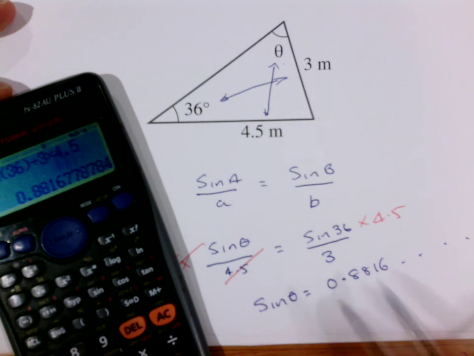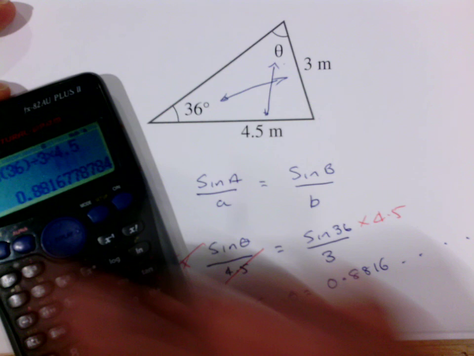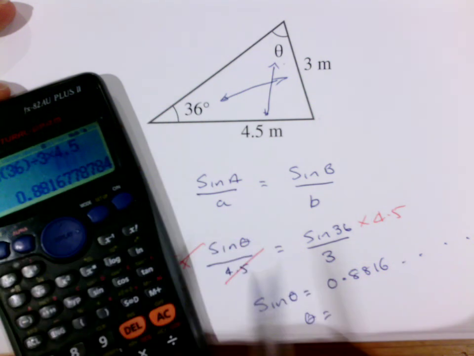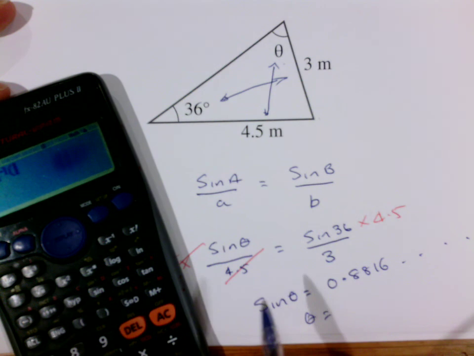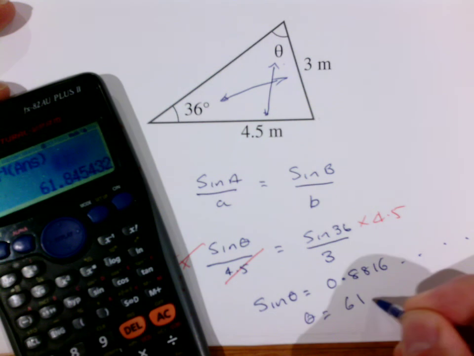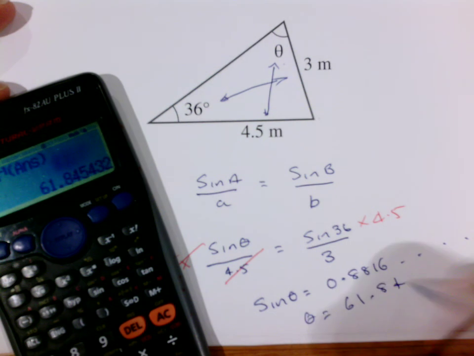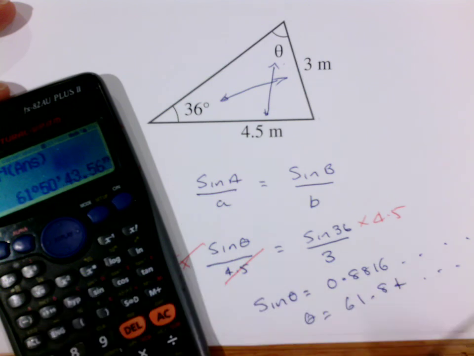I want to find what theta is, and if you recall, throughout trigonometry, if you want to know what the angle is, it's going to be shift sine, isn't it? So I'm going to go shift sine, then I'm going to use the answer from the previous calculation. And then I get 61.84, and it says to the nearest minute. So to go to the nearest minute, there we go.